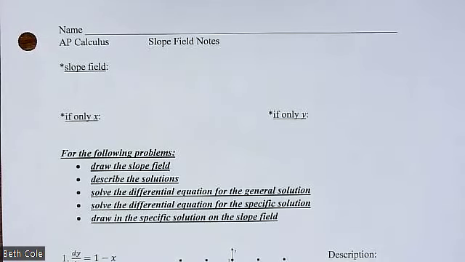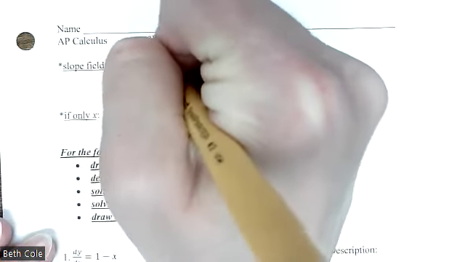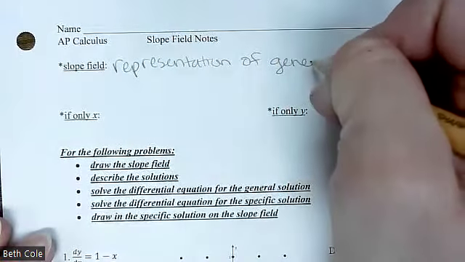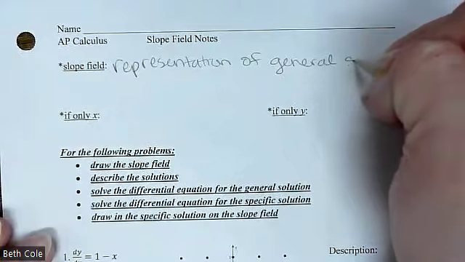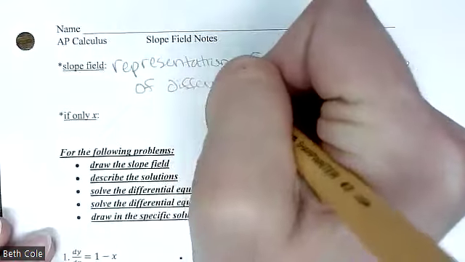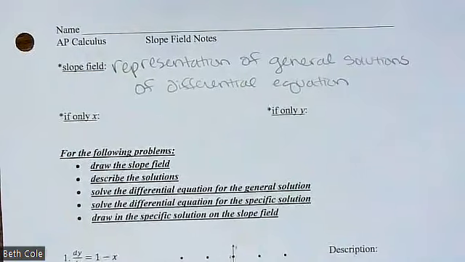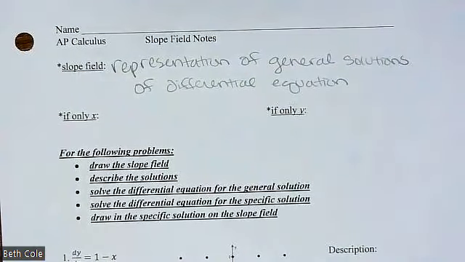All right, so today we are going to do slope fields. A slope field is a representation of the general solutions of a differential equation. Which is actually kind of cool because the general solution is an infinite number of answers. And so you're drawing a visual representation of an infinite number of graphs. That's kind of neat that you can do that. It's cool, guys.